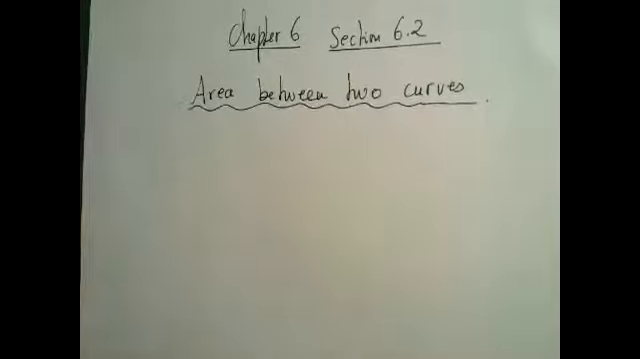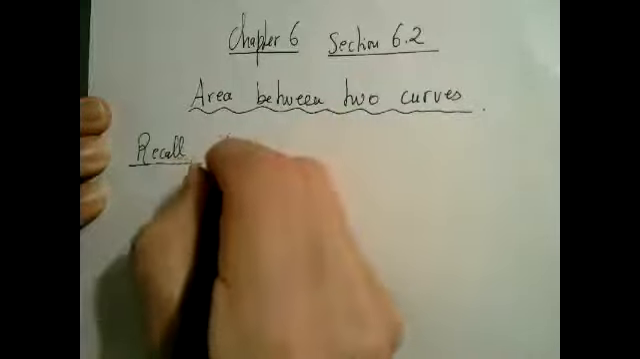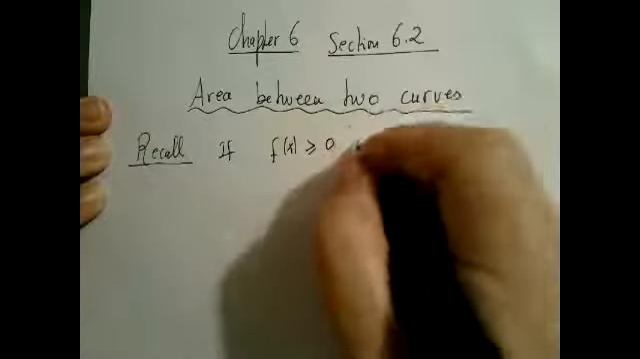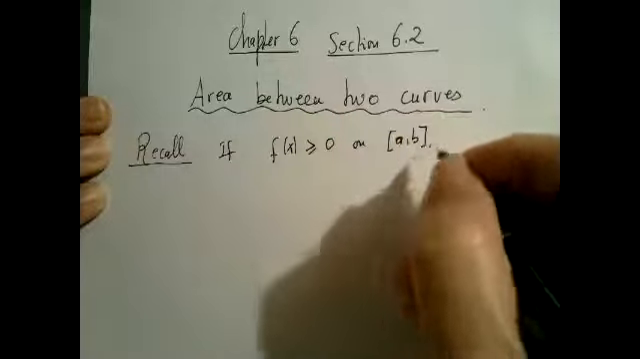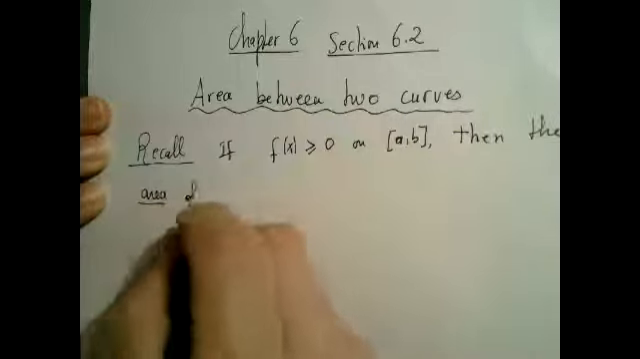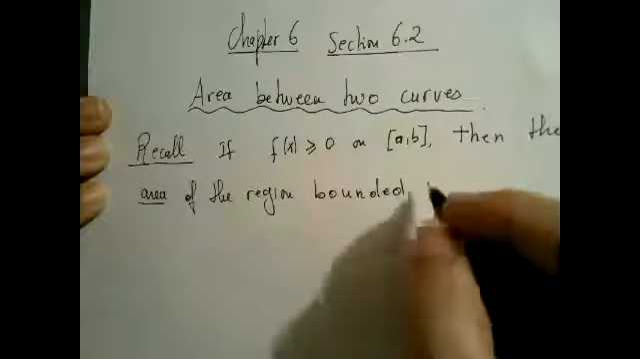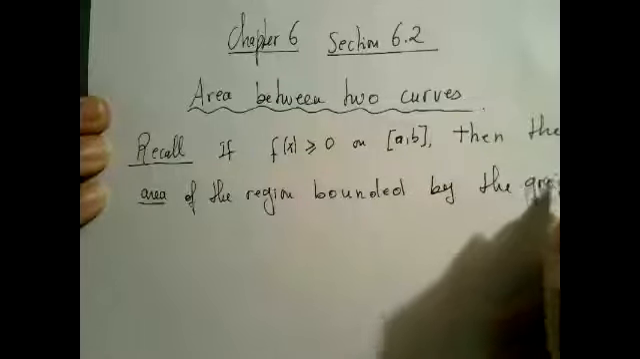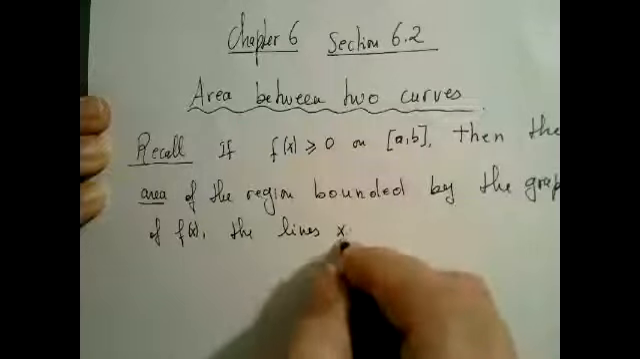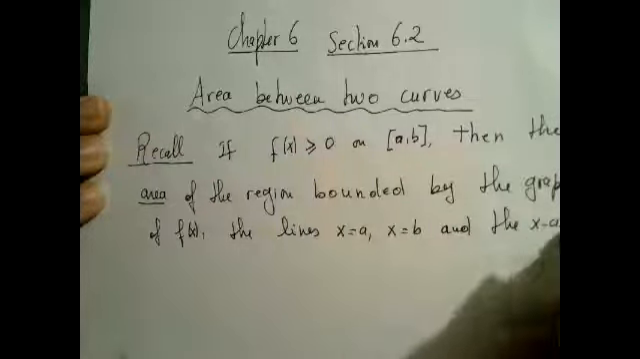Okay, let's see what we know so far. First, let us recall that if f of x is a positive function, meaning we take only a positive function on the interval [a, b], then the area of the region bounded by, I'm going to introduce a new terminology, bounded by the graph of f of x, the lines x equal to a, x equal to b, and the x-axis is given by.